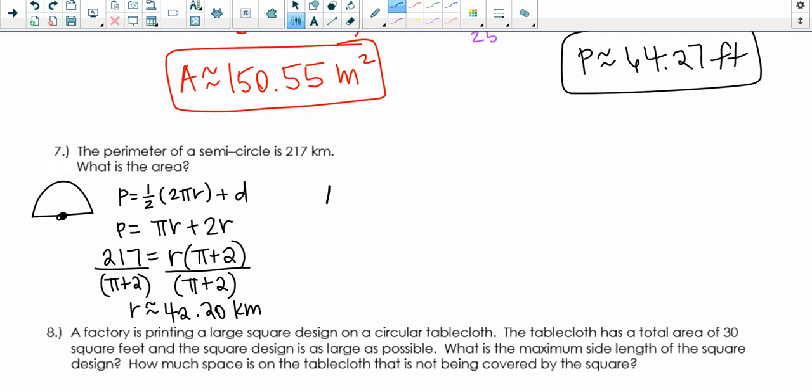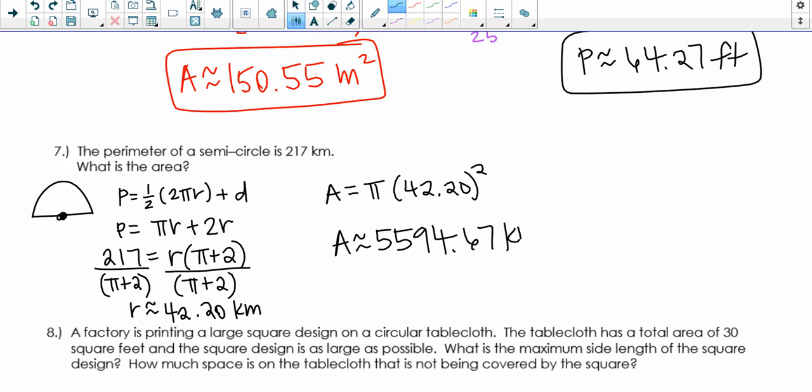Now I can use that and say my area is pi times 42.20 squared. And your area is approximately 5,594.67 kilometers squared. Okay.